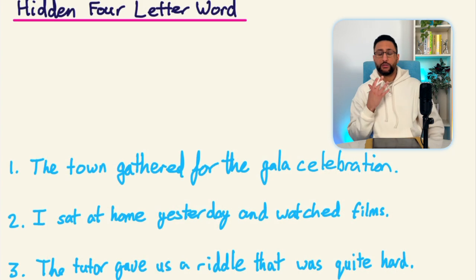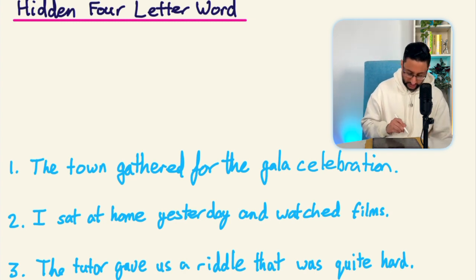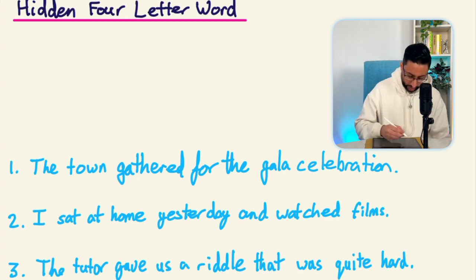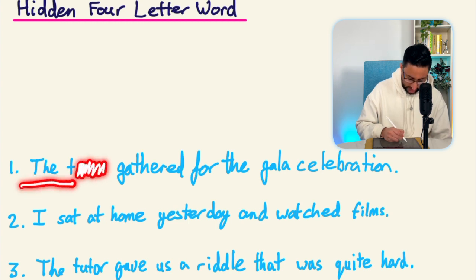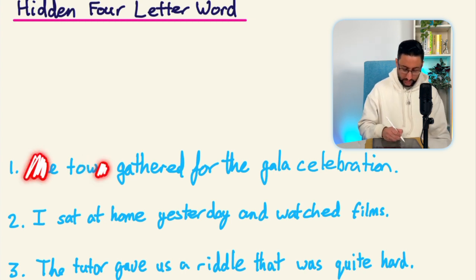So let's take a look at some of these examples I've created for this video. The first sentence that we have is the town gathered for the gala celebration. Again, if I can't see it already, I'm going to go 3 and 1. I'm just going to show it to you like this for now. T-H-E-T, not a word. I'm going to go 2 and 2. H-E-T-O, not a word. And 1 and 3, E-T-O-W, not a word.